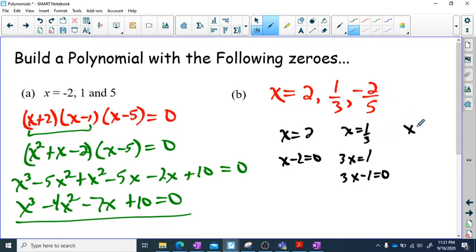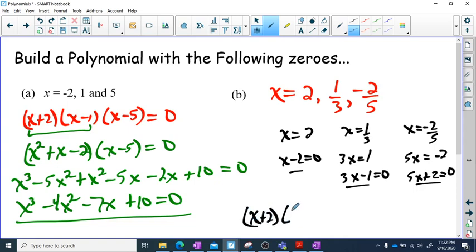This one, x equals -2/5. Multiply both sides by 5, and then move your -2 over. 5x plus 2 must equal 0. That tells me these were the 3 factors that gave me those 3 solutions. Now write them out as a polynomial, or how the factors multiplied together that would give you the polynomial.